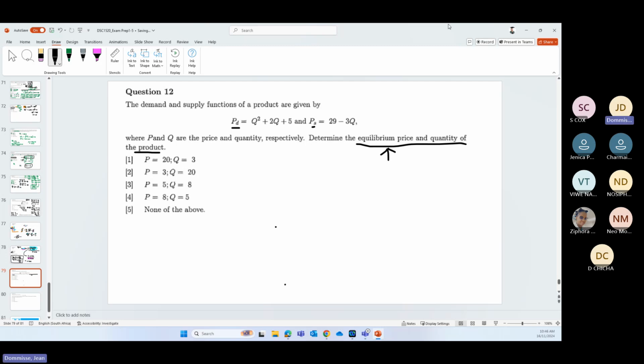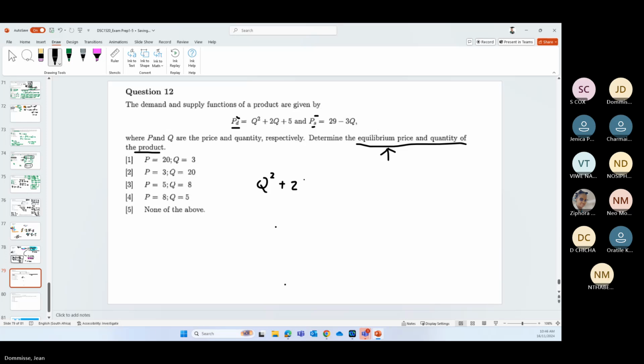Okay, so equilibrium price, perfect. Demand and supply must be equal to one another. Okay, so let's do that. We see a Q squared, so I'm starting to worry, why is there only one Q? But let's check it out, why it is like that.